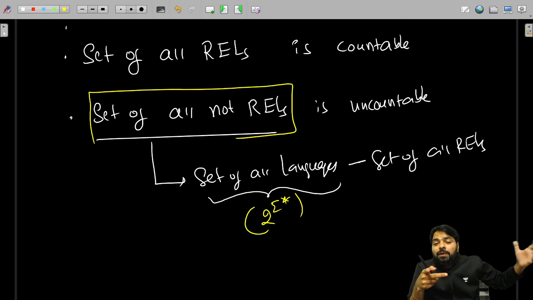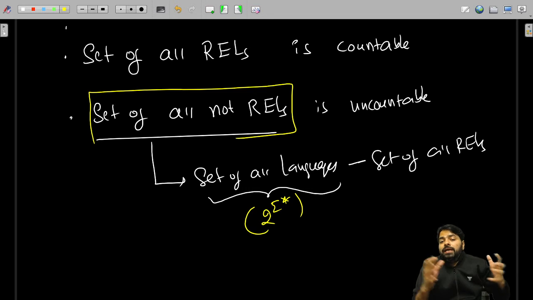Don't say that the previous problem is countable, so this is countable. The previous problem was different. It was about the set of Turing machines. The set of all Turing machines was countable. That's why countable minus countable was countable. But the set of all languages is not countable, guys.